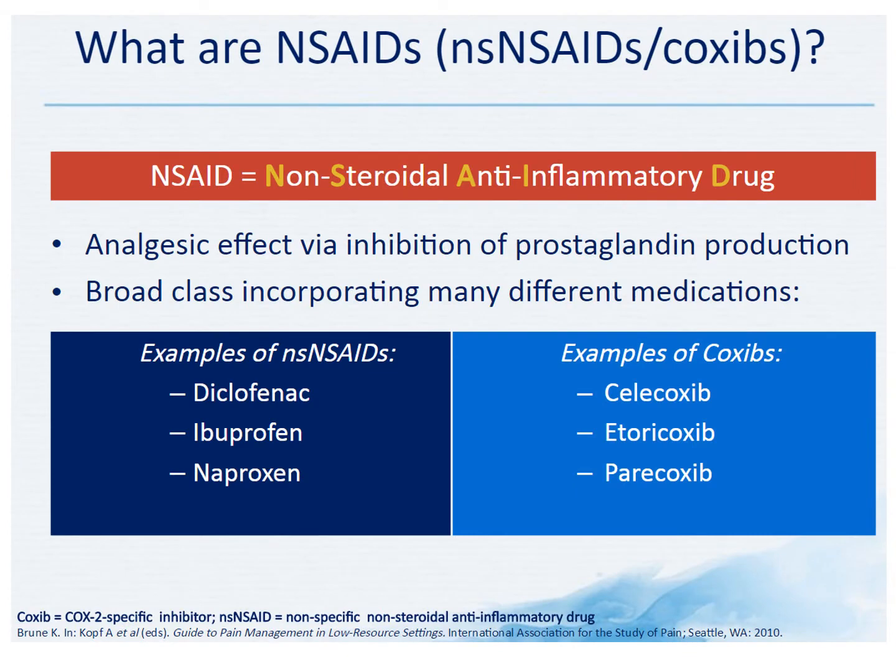Moving on from opioids now, we're going to talk about the non-steroidal anti-inflammatory drugs, the NSAIDs, sometimes called COXIBs. These are cyclooxygenase inhibitors. These are a little bit more specific. Non-specific NSAIDs include ibuprofen and naproxen sodium. These are very, very common. And so let's talk about their analgesic effects and how we incorporate them.